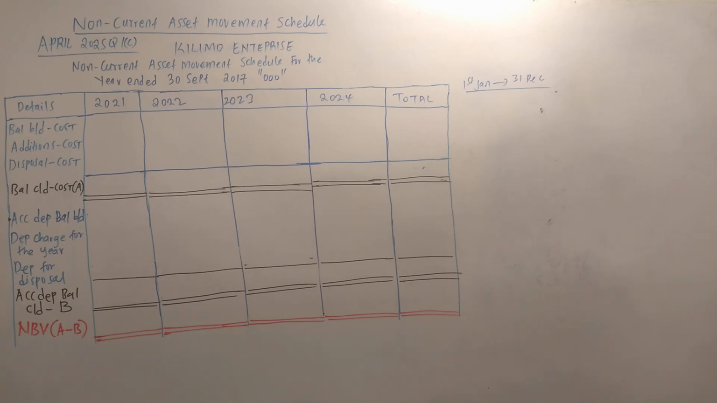So this is what they are saying, number one. Now we have the balances at the end. So the first information there, Kilimo Enterprises.